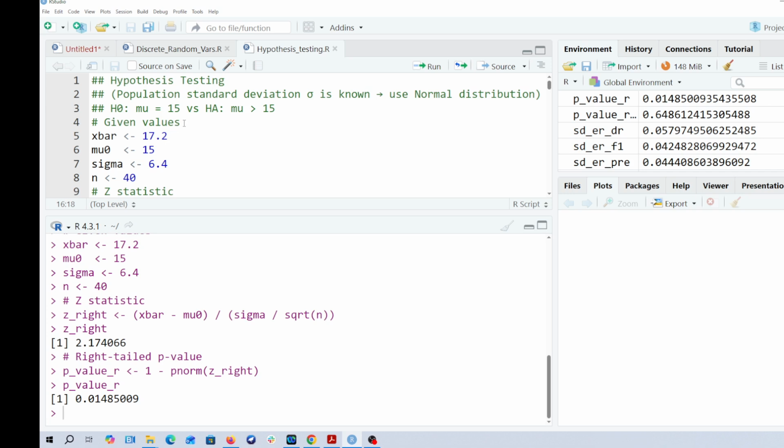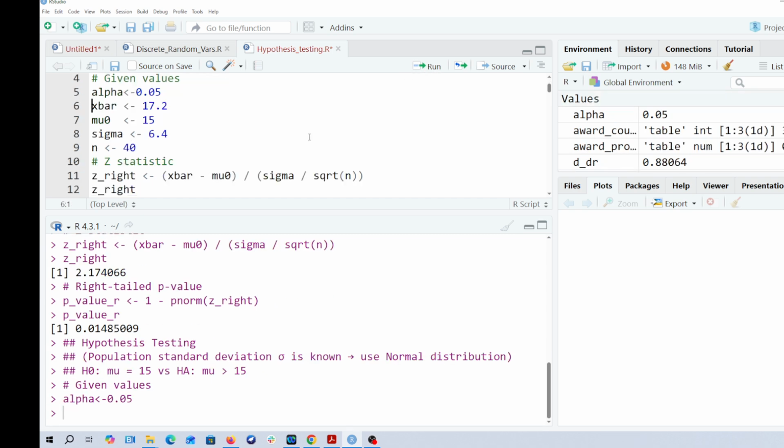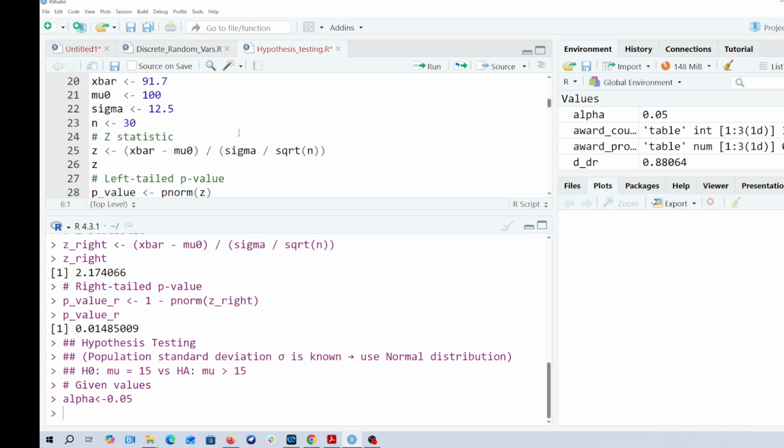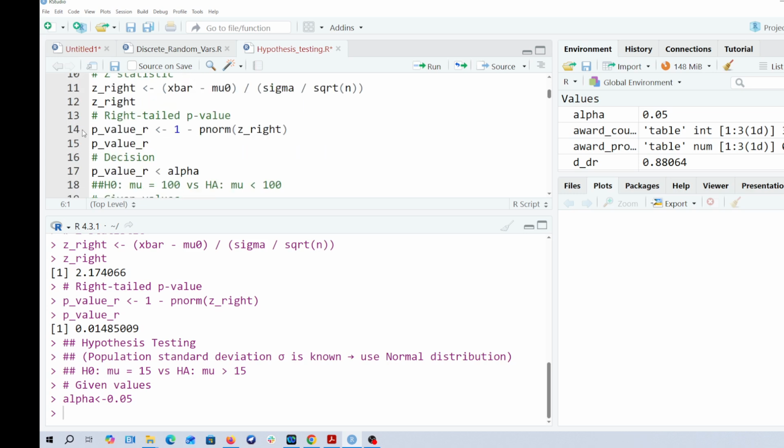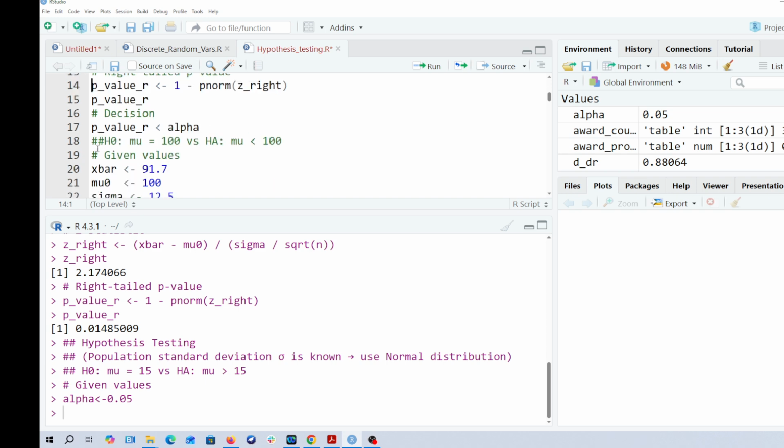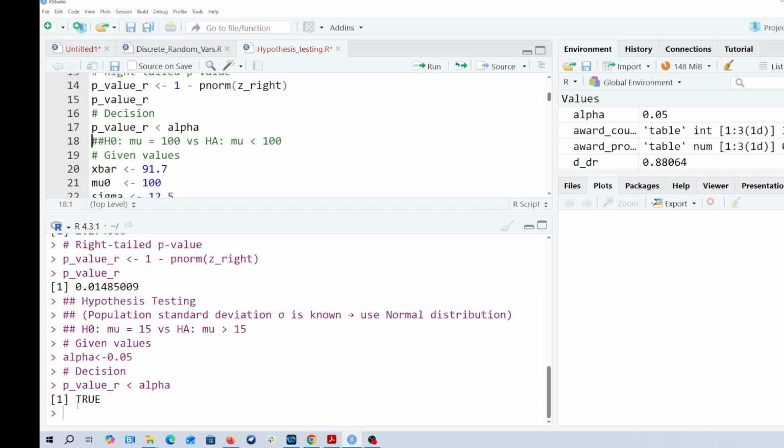I can set alpha here. I'm setting that alpha to be 0.05. So if I run this and then check, to be able to reject the null hypothesis in favor of the alternative, we have to check whether the p-value we calculated is less than that 5%, which is true.